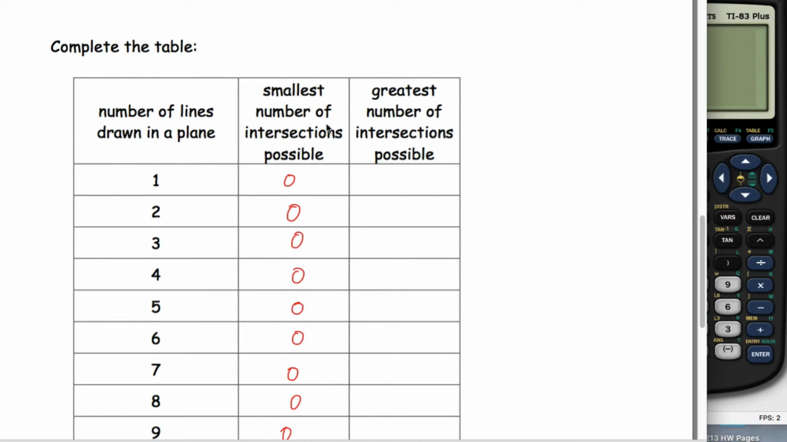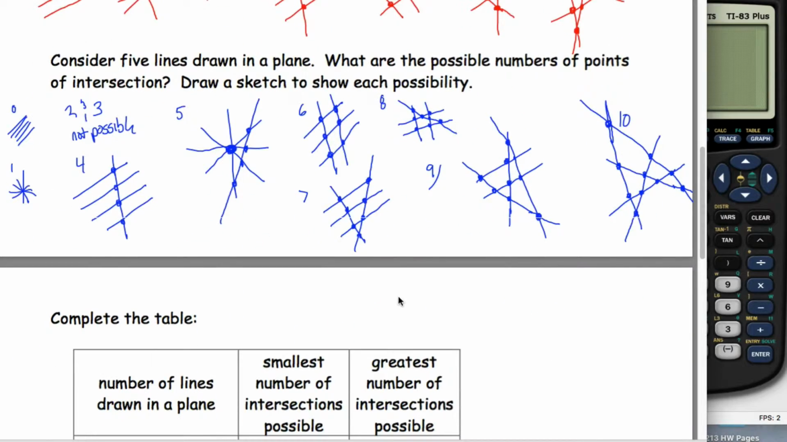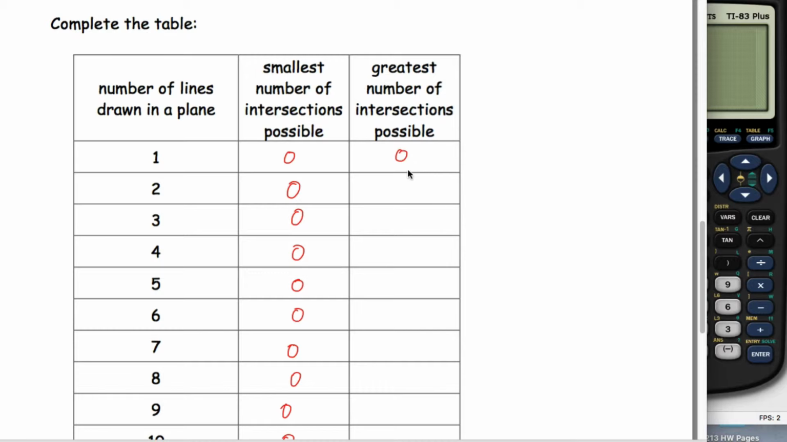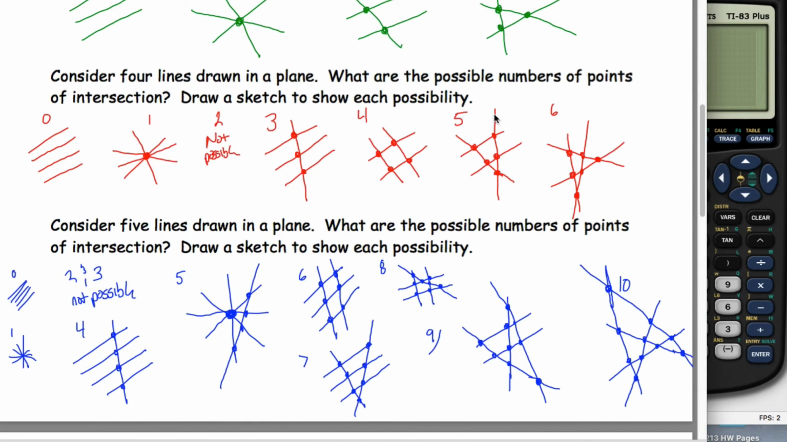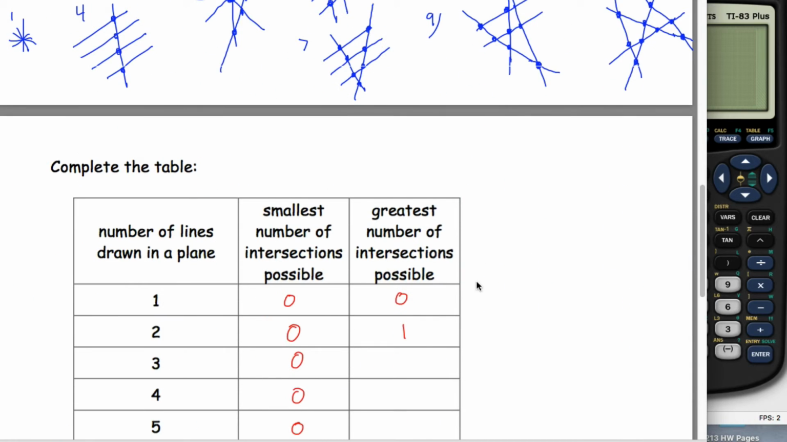But what about the greatest number of intersections possible? Well, if you kind of think about how I created these, it might make this easier. First off, if you only have one line, it can't intersect anything. And if you have 2 lines, it can only intersect in one spot. But what about 3 lines? Well, when I had 3 lines here, I took my maximum number of intersections up here, which was 1, and I drew a line that went through each of these 2 lines. So I took the 1 and I added 2 to get 3 over here.